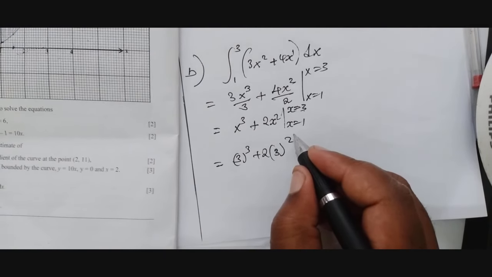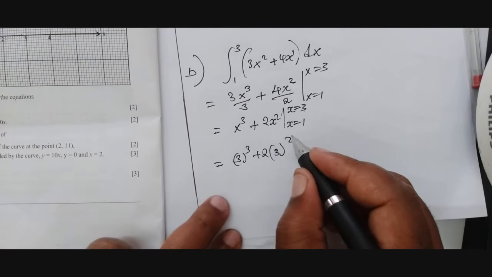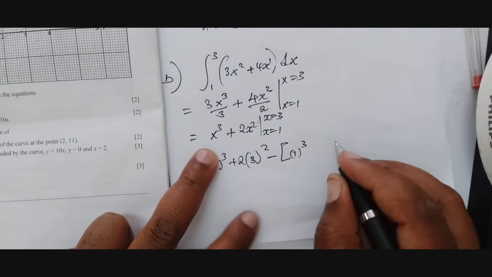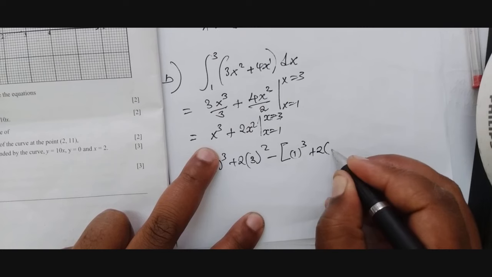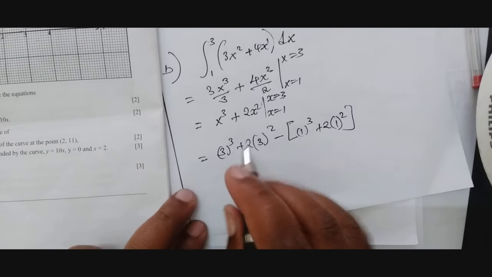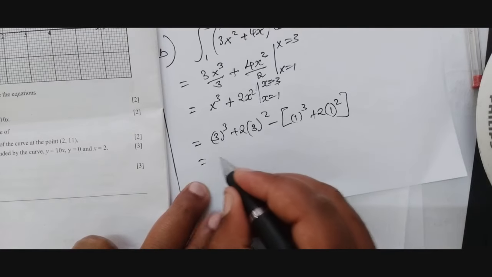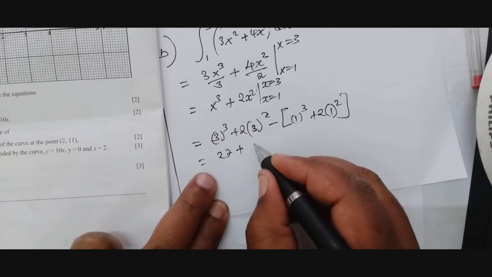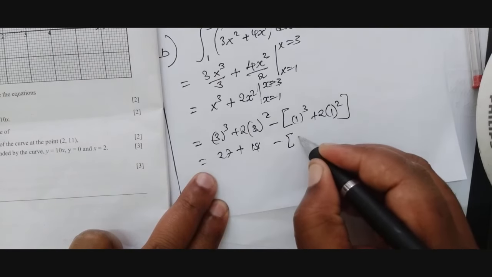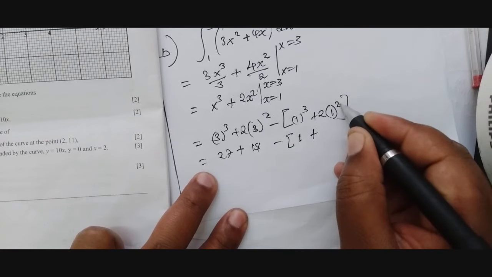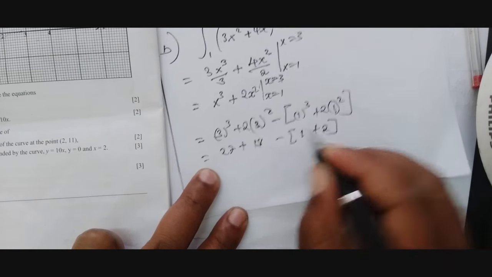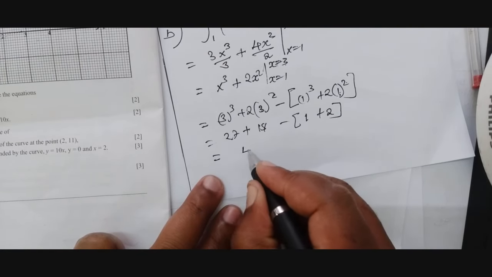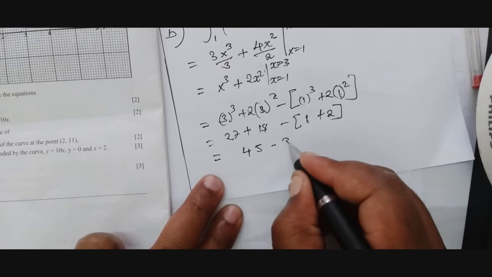Alright? Then we say minus everything. Here we say 1 to the power 3 plus 2, 1 to the power 2. Okay? Here, 3 to the power 3 is 27 plus 3 to the power 2 is 9, by 2, 18, minus 1 to the power 3 is 1 plus 1 to the power 2 is 1, by 2 is 2. So 27 plus 18, you have 45 minus 1 plus 2 is 3.